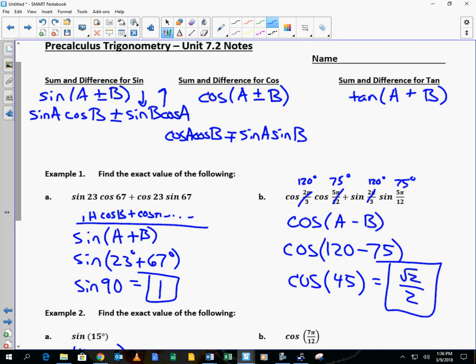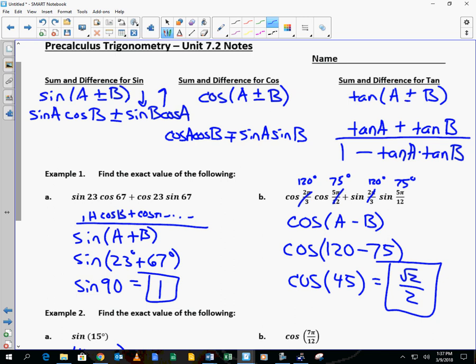Tangent of a plus b. This one's super nice because it's just tangent of a plus tangent of b, divided by 1 minus tangent of a times tangent of b. Notice how I did that pause for effect? So that's how I remember it. The top is the same as how it's set up, like you would just distribute it. And the bottom is just 1 minus the 2 multiplied together.